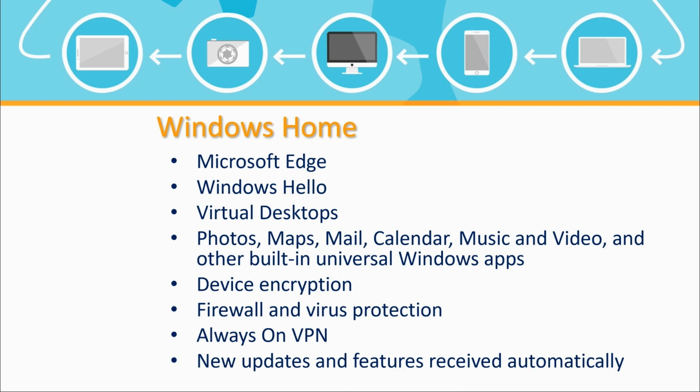You can encrypt your device. You have firewall and virus protection. You can support something called the always-on VPN, virtual private networking. So even if you're a home user, you could use your device at home to VPN into your company's network. You have constant updates and features that are automatically being rolled out by Microsoft.